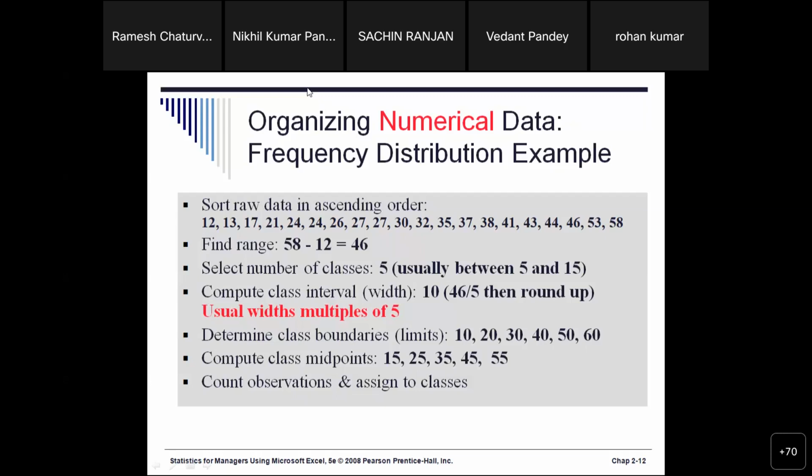So in the data set, what is the smallest number? 12. So we have to start at something below 12. So it will be 10 to 20, 20 to 30, 30 to 40, 40 to 50, and 50 to 60.